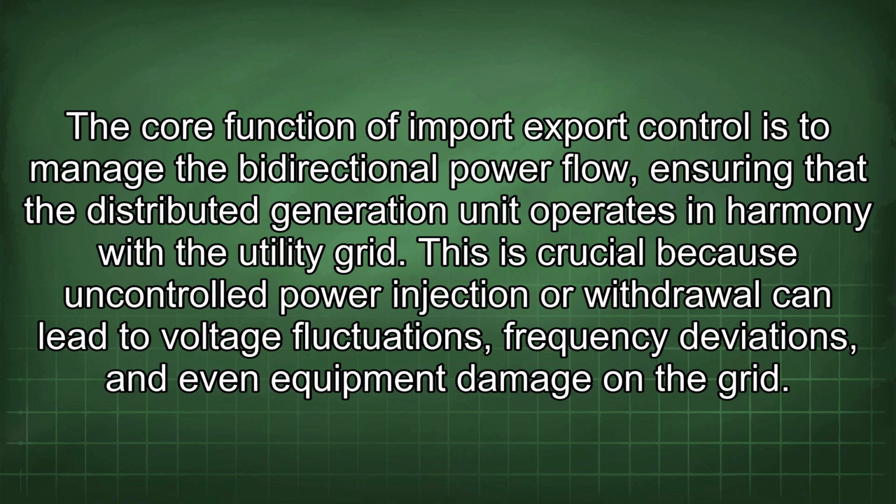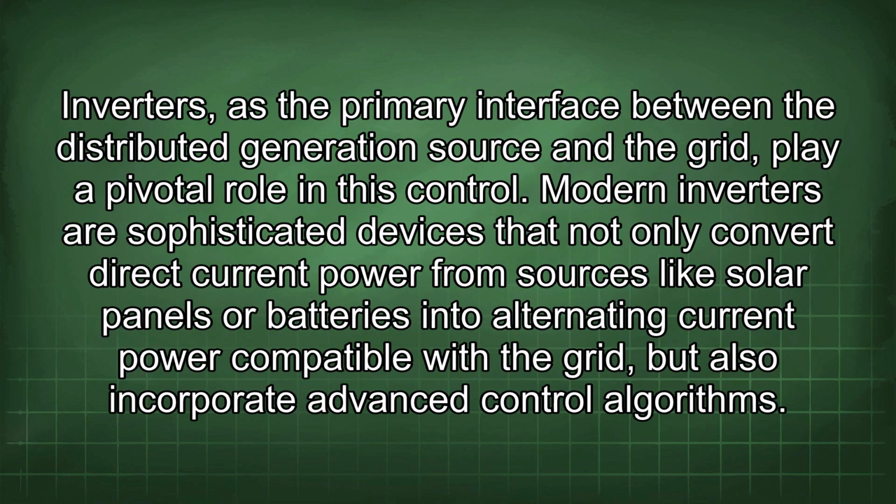This is crucial because uncontrolled power injection or withdrawal can lead to voltage fluctuations, frequency deviations, and even equipment damage on the grid. Inverters, as the primary interface between the distributed generation source and the grid, play a pivotal role in this control. Modern inverters are sophisticated devices that not only convert direct current power from sources like solar panels or batteries into alternating current power compatible with the grid, but also incorporate advanced control algorithms.